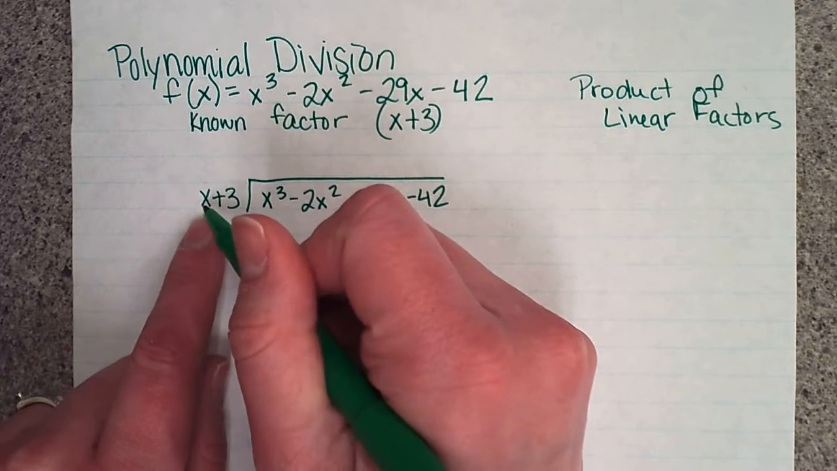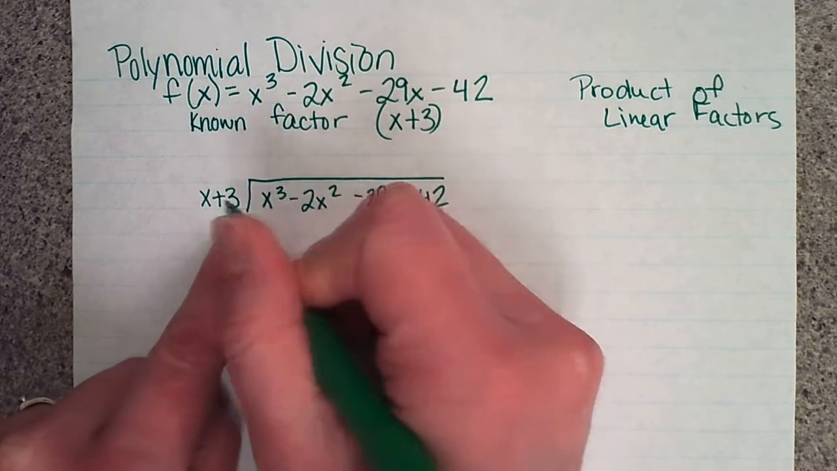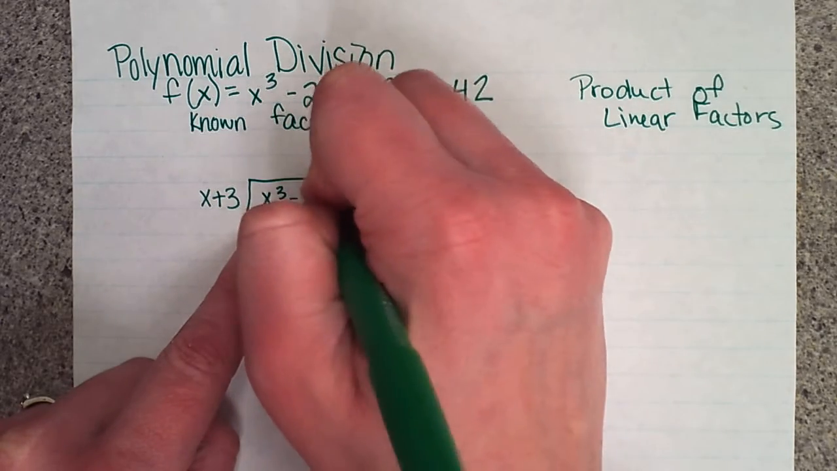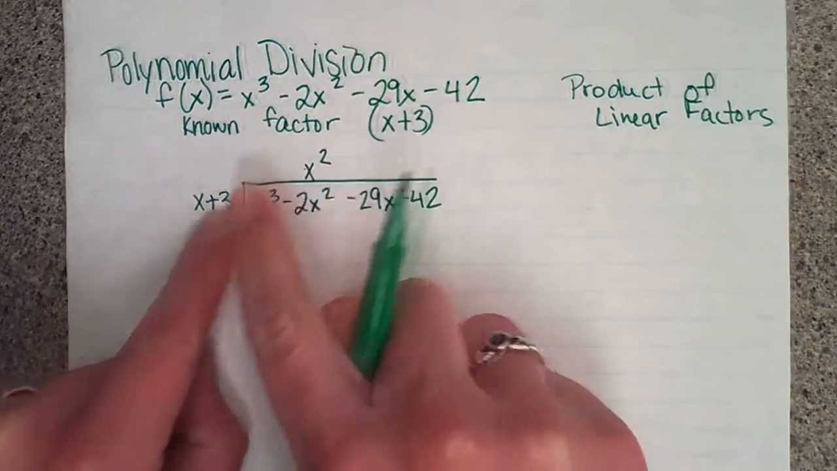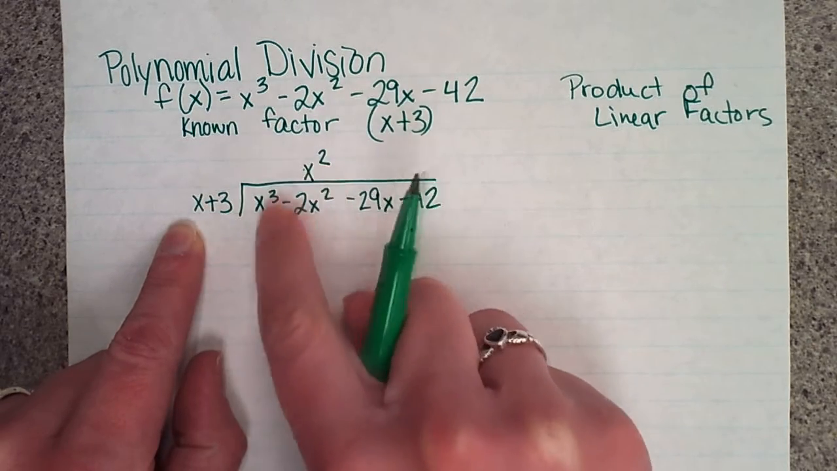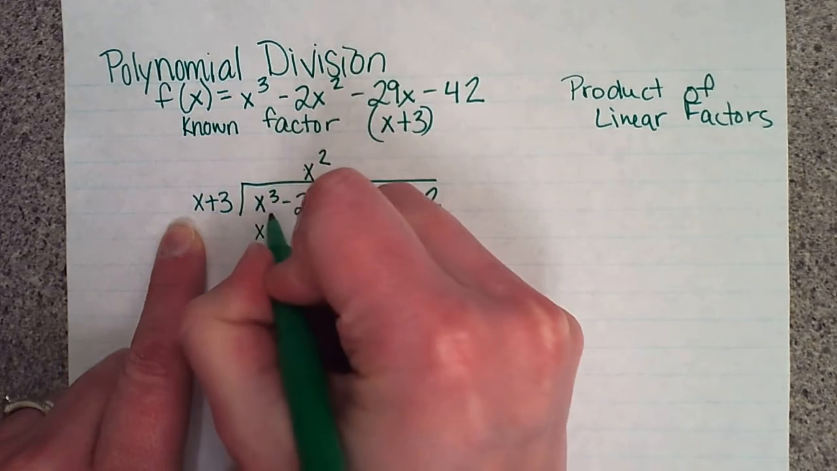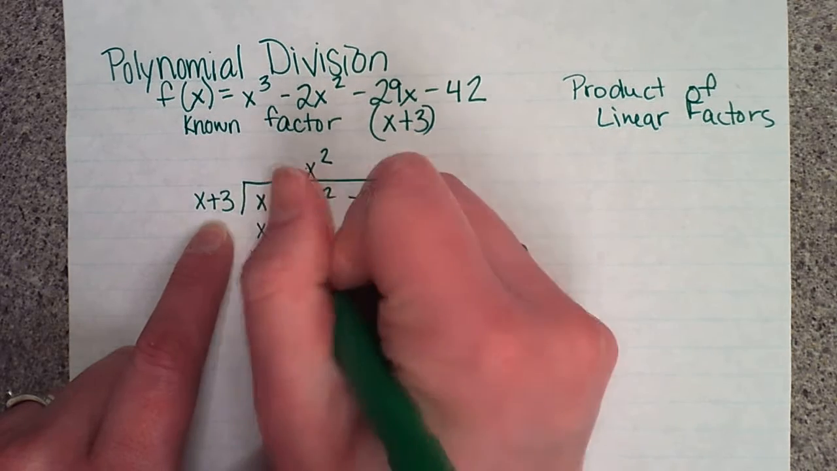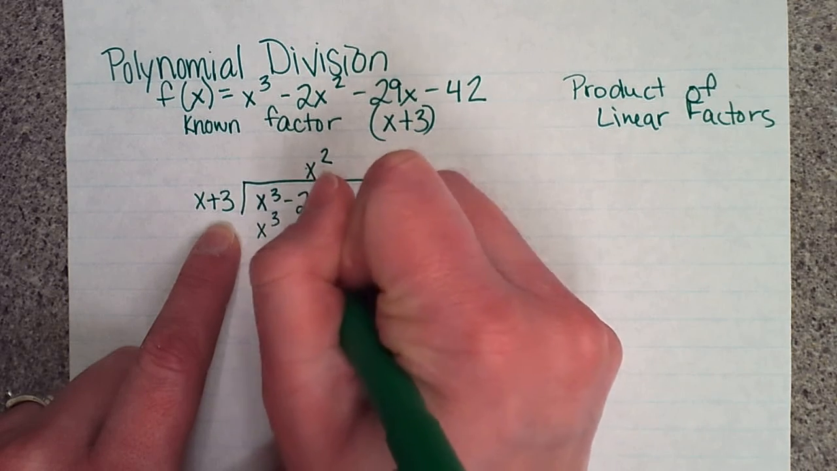Okay, so I'm going to start with x. And I'm filling in the blank here. So x times what would get me x to the third? And that's going to be x squared, right? Because x times x squared is x to the third. And then I'm going to multiply through. So x squared times 3 would be 3x squared.